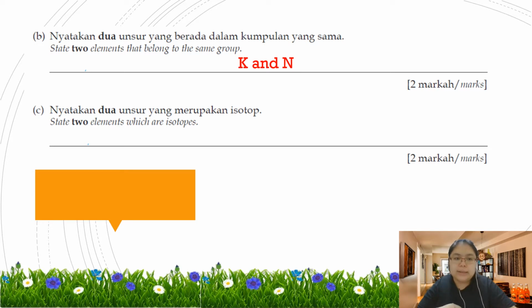Okay, C. State the two elements that are isotopes. Remember isotope? Isotope is the same proton number, different neutron number. So from here we get 2, 8, 7. Both are 2, 8, 7. That one is an isotope. So the answer is M and also O.